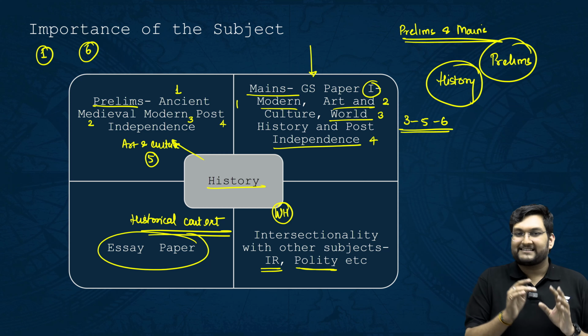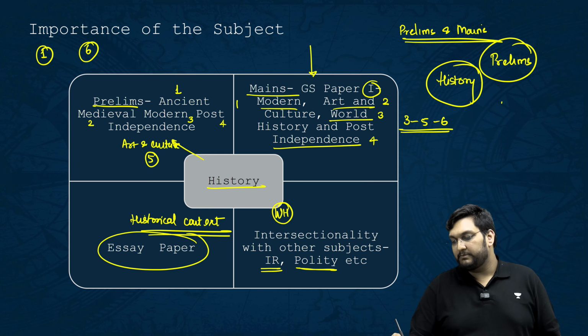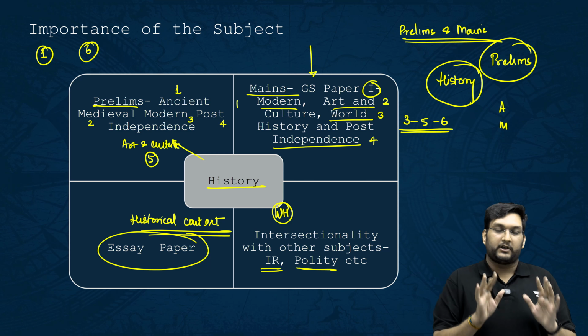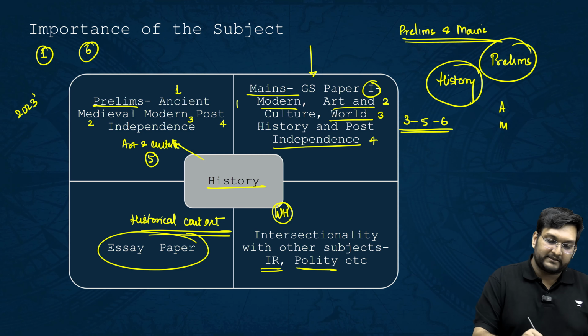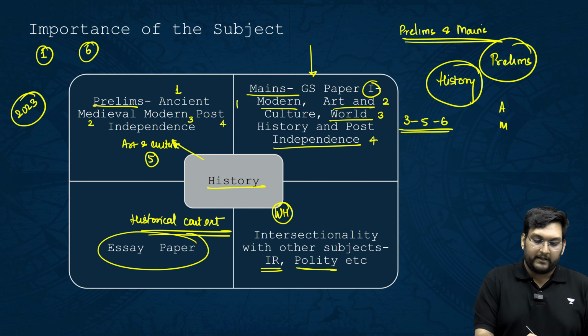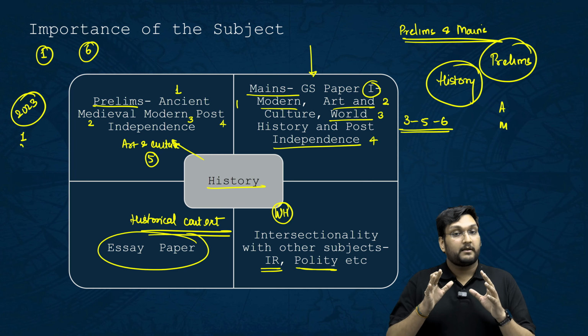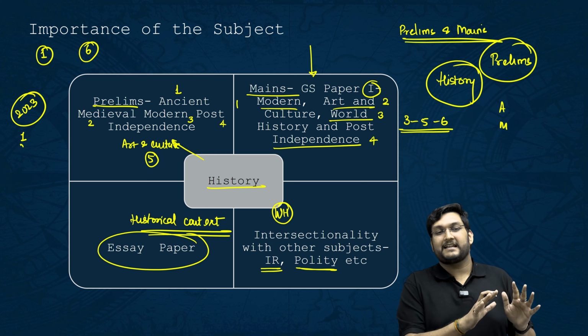Now that I've established that, ancient and medieval, as of right now, because in 2023 there was an anomaly. In the 2023 mains, there was an anomaly in GS paper 1 where 1 question from ancient and 2 questions from medieval came in the mains examination also. Let's take it as an anomaly.